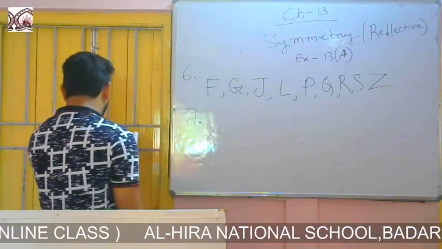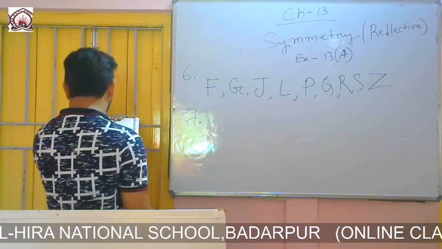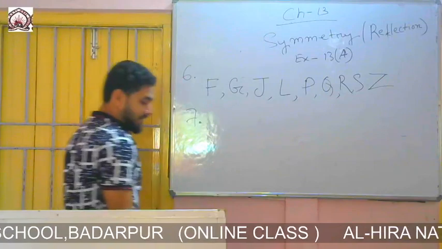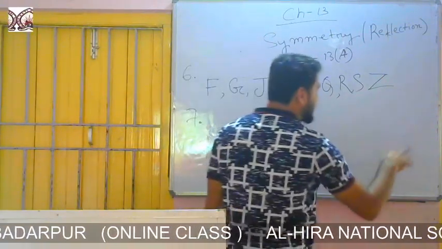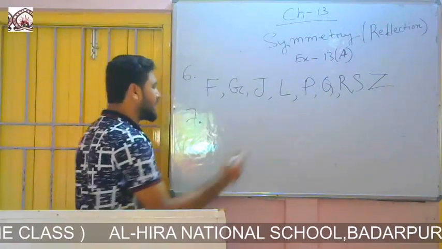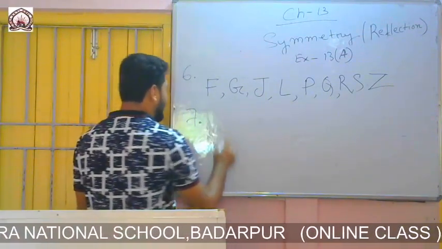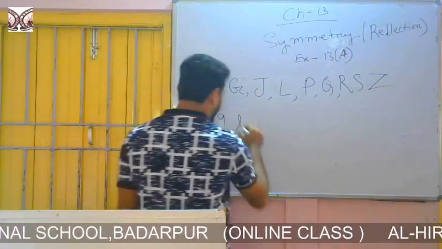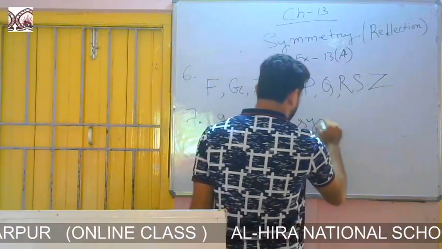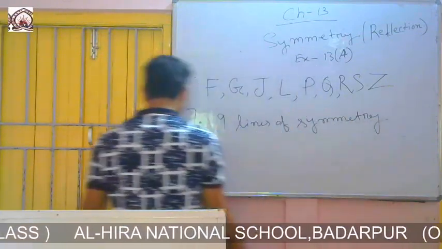A regular nonagon: how many lines of symmetry can be drawn through a regular nonagon? Regular means all the sides of the nonagon are equal, and we know that in a nonagon there are 9 sides. So we will get 9 vertices joining the middle point, so we will get 9 lines of symmetry.